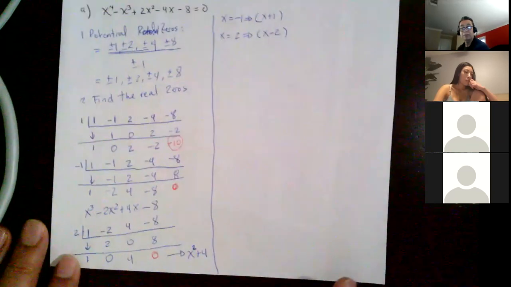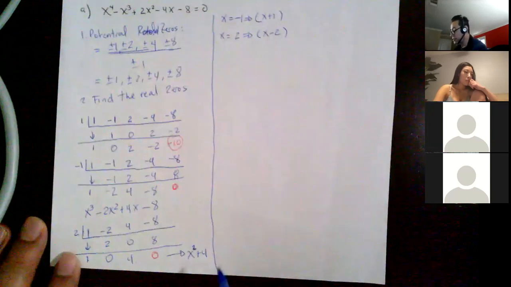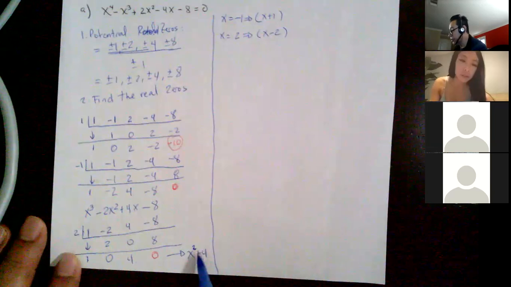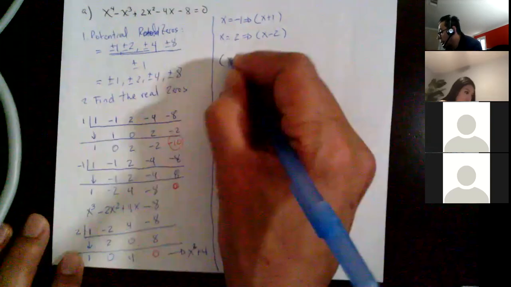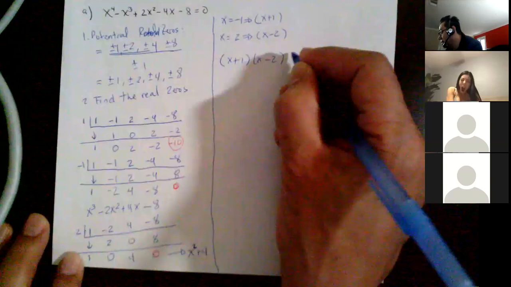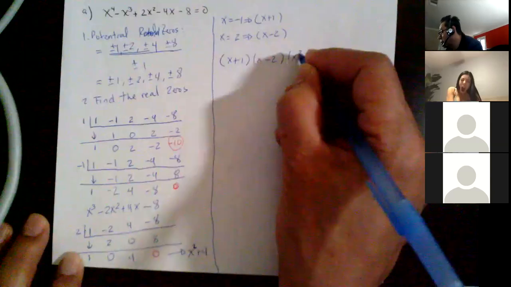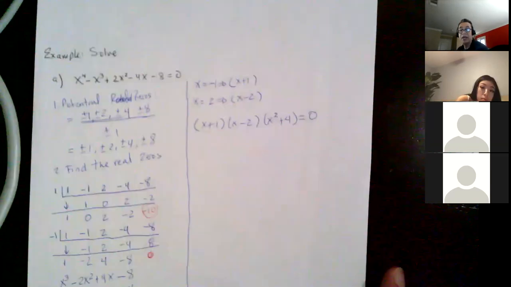And now, this is what we have left. Notice also that we have x squared plus 4. Let me put it together. x plus 1 times x minus 2 times x squared plus 4 equals 0. Let me focus on this thing right here. Is that clear how we got to that equation?